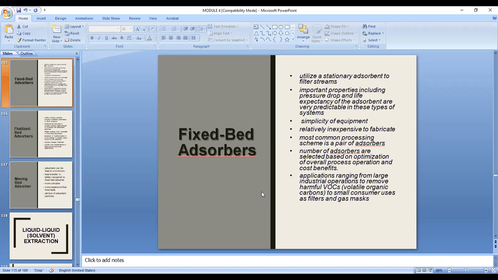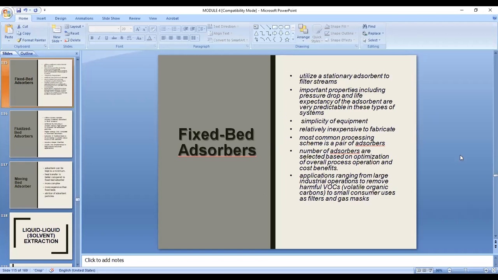While the other one is being regenerated. So that is why, if this is the adsorber that is being utilized, they always come in pairs. Now, the number of adsorbers here are selected based on optimization of overall process operation and cost benefits. Now, the application ranges from large industrial operations to remove harmful volatile organic carbons to small consumer uses, the very simple example of which are the filters and the gas masks that are being used.